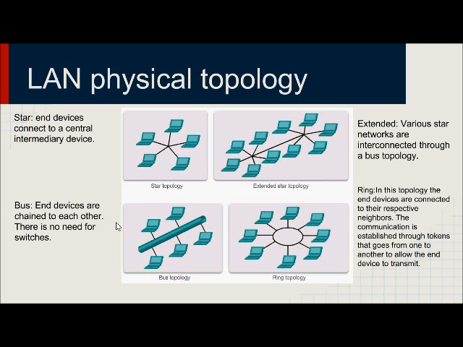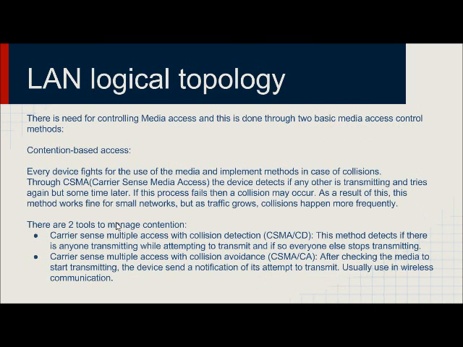This communication is established through tokens that go from one to another to allow the end device to transmit. This token works like a ticket that allows the end device to communicate or to start transmitting data to the other devices. This packet goes from one to another until it arrives at the correct one.